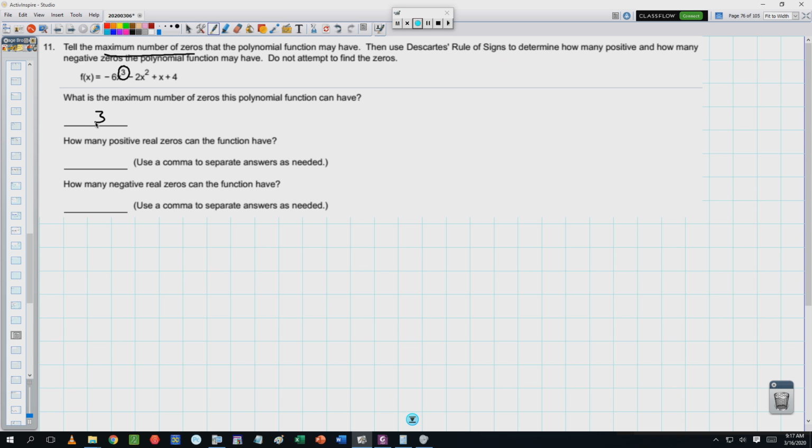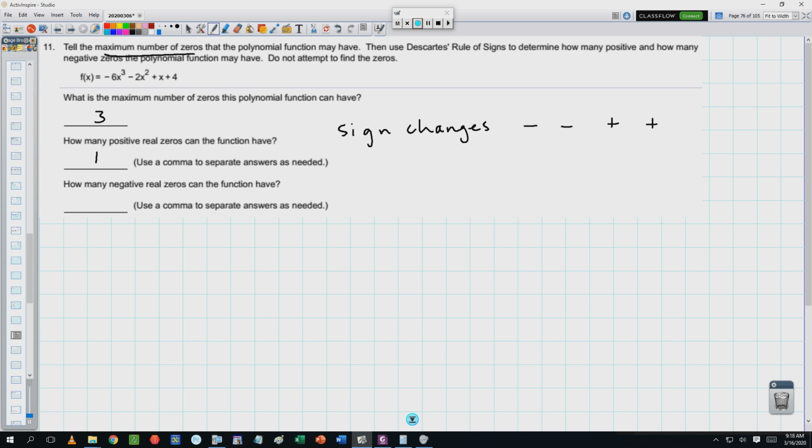How many positives do we have? What you want to do to figure that out is look at the original and see how many sign changes you have. So we're starting with a negative, we have a negative, we have a plus, so there's a sign change, and we have a plus. So we have a grand total of 1 sign change. So you have 1 possible positive real answer.